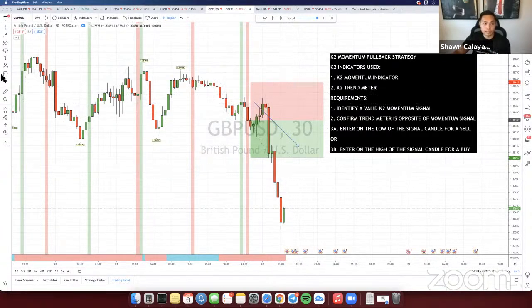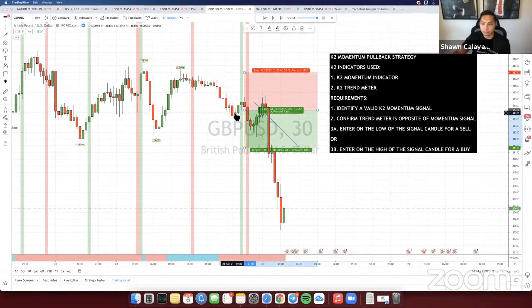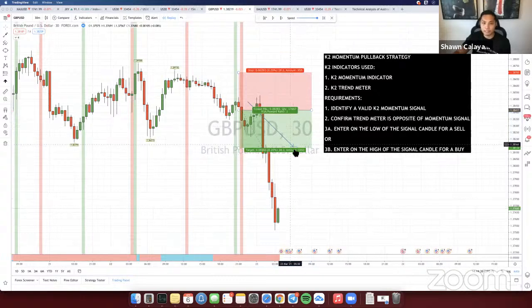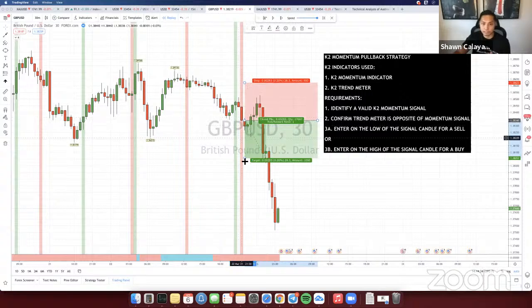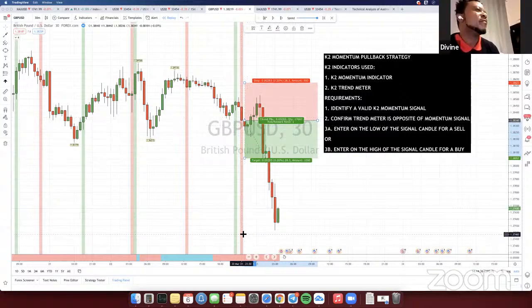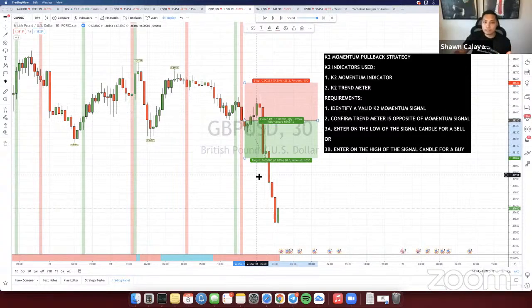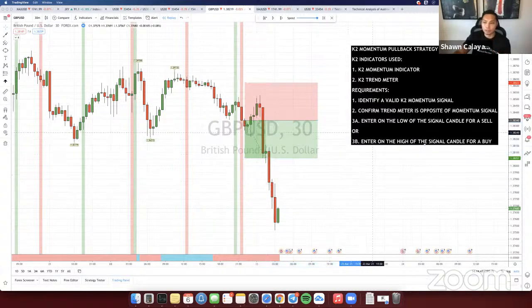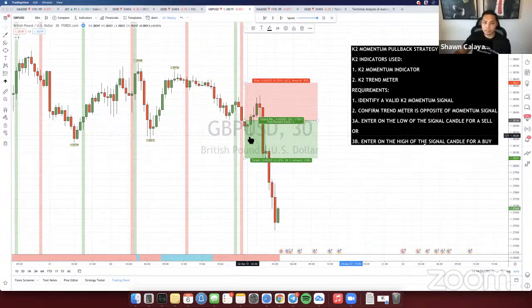For the momentum pullback, your entry is going to be above here, so you get a better entry. For the intraday strategy, you get a late entry, but you get better confirmation because you already know that momentum is going to be coming down with the trend. So the intraday strategy is trading with the trend. The momentum pullback is counter trend trading. So they're kind of similar, but they're also different in small ways, just depending on the requirements. The requirements vary slightly, but the entry is pretty much the same thing.